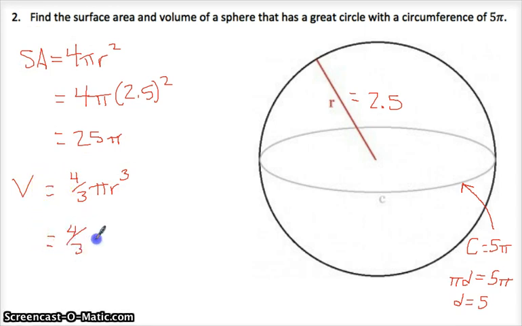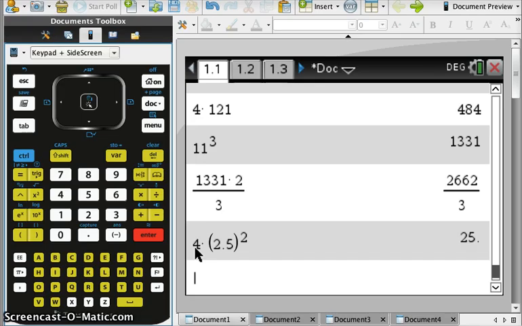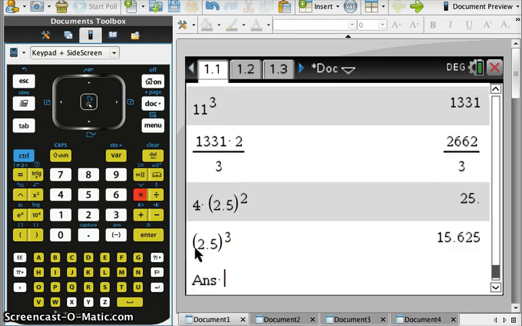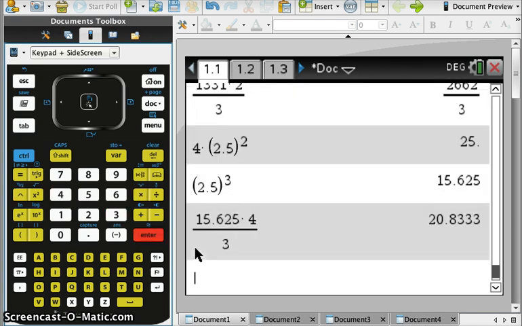All right, so this is 4/3 times pi times 2.5 cubed. I'll do that on the calculator. What's 2.5 cubed? That's kind of crazy. 2.5 cubed is that times 4/3. I get 20 point. Bleh. You know what? I would really like to have this as a fraction. I'm just going to educate you guys about fractions.